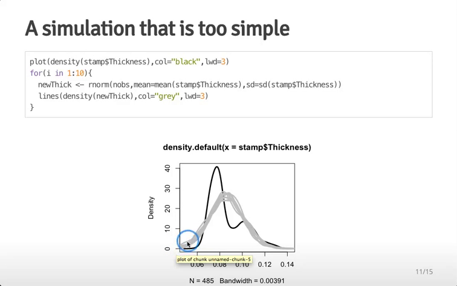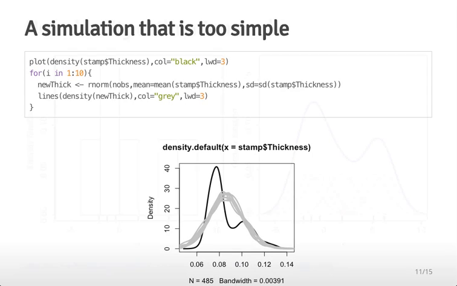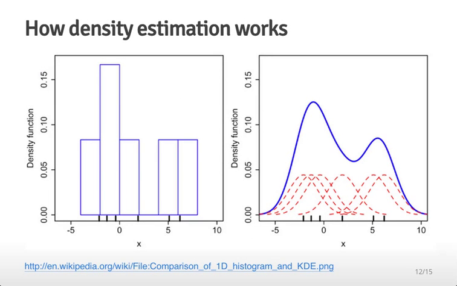But you see here that this actually is slightly too simplistic. Each one of these gray density lines represents one new simulated data set. And you can see that they all look like normal distributions, and they're missing this key characteristic of the original data set, which is that there are at least two modes, or two humps, in the data. So to mimic the data a little bit more closely, we could go back and look at how that density estimate was calculated, and that might give us some ideas about how to simulate. So on the left here, we see a histogram of a set of data values. These aren't the stamp values.